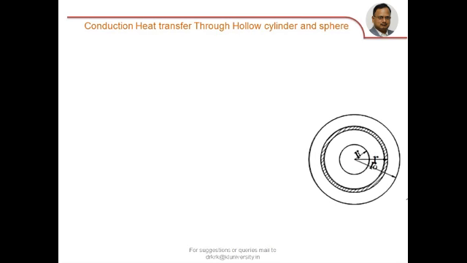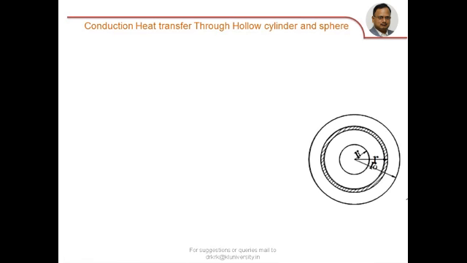So the area changes. How to account for that change in area? This is the important consideration in cylinder and sphere. While heat is flowing radially outwards, maybe from inner surface to outer surface or outer surface to inner surface, as the heat proceeds, the area normal to the direction of heat flow gradually changes.